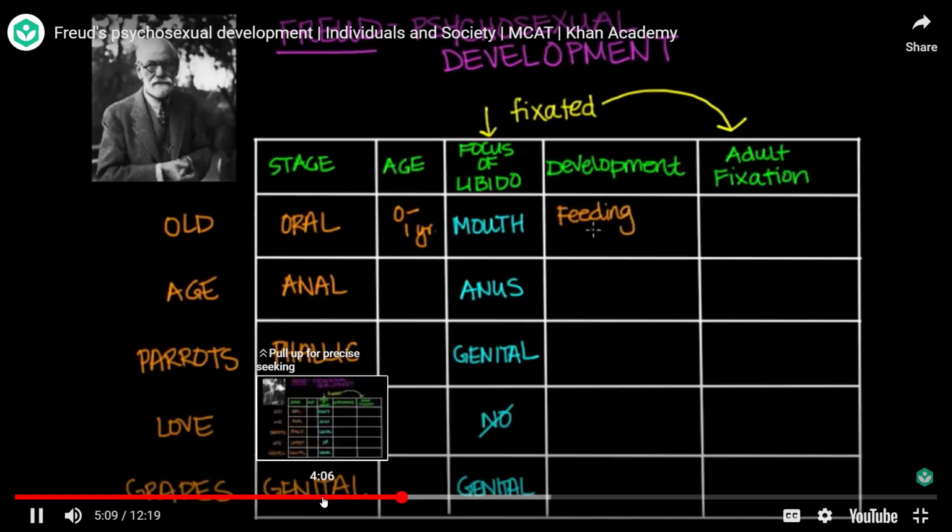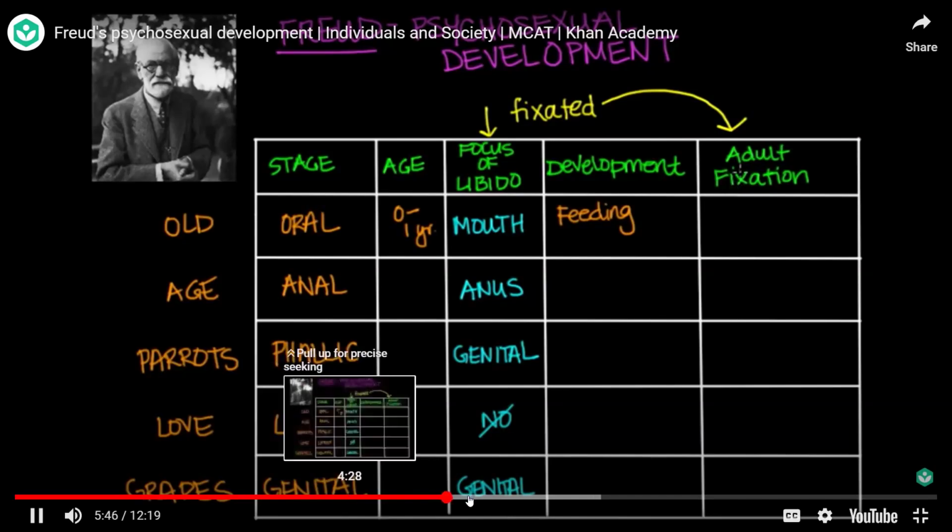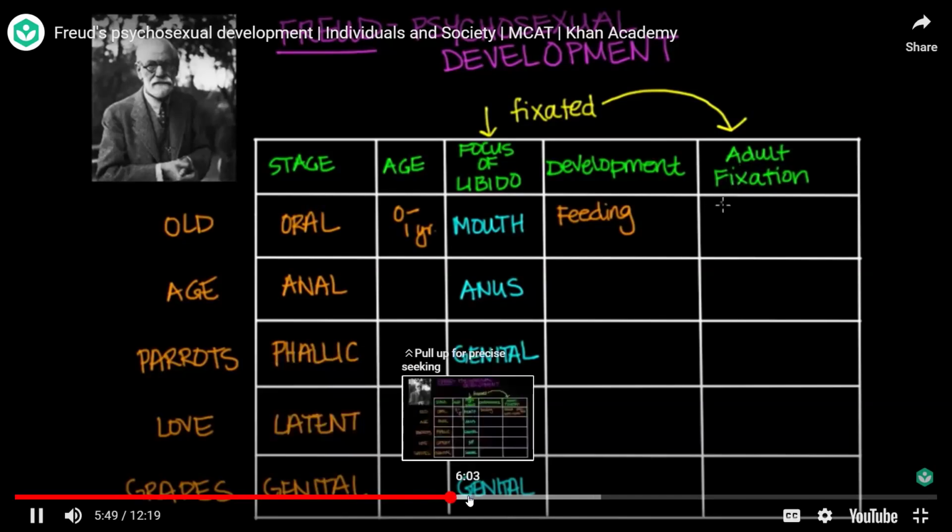Now, if there is fixation or conflict that occurs here through the weaning process, so the baby has to learn to wean off in order to advance to the next stage. If there's a conflict in this process, the child becomes less dependent upon the caretaker. And Freud believed that an individual with fixation at this stage could develop issues with dependency or aggression. So later in adulthood, we see an oral type of personality in people that smoke or bite their fingers or their nails, or that suck their thumb. So the adult fixation personality.